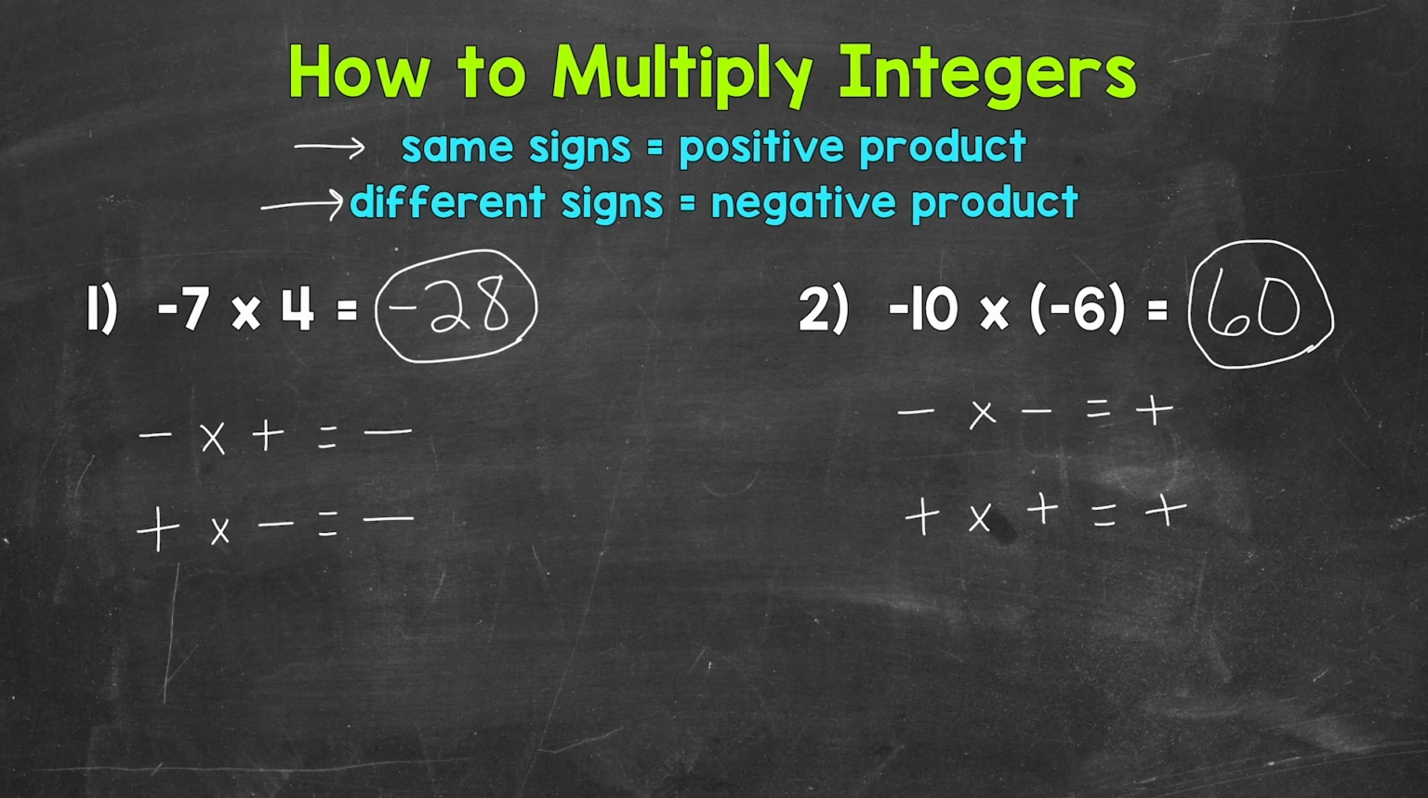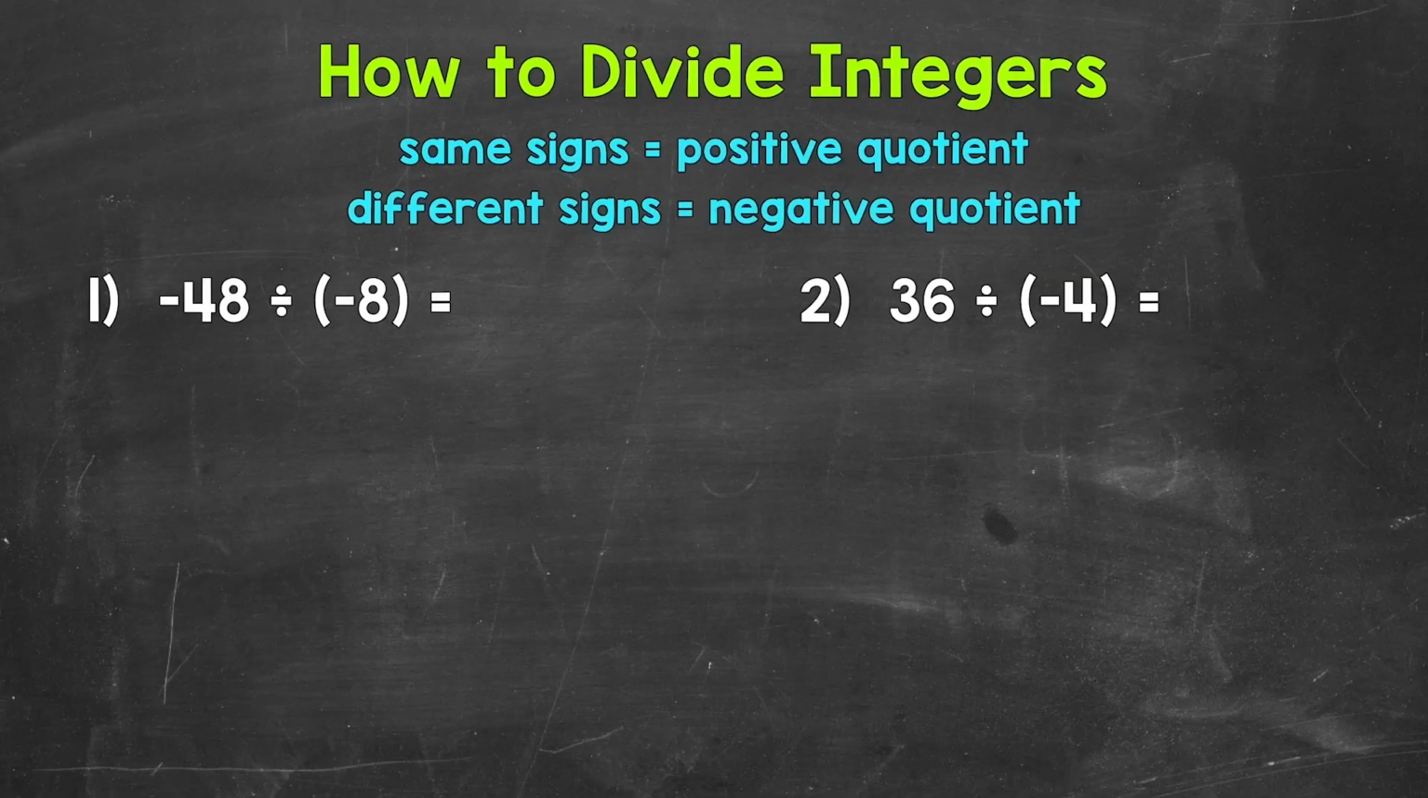Let's move on to division. So here are our examples for dividing integers, and you'll notice that our rules are the same for dividing integers as they were for multiplying integers as far as working with those positives and negatives, and if we're working with the same signs or different signs. Let's jump into number 1, where we have -48 divided by -8.